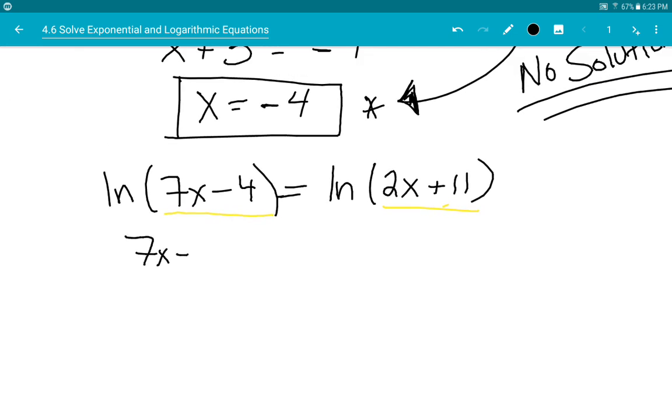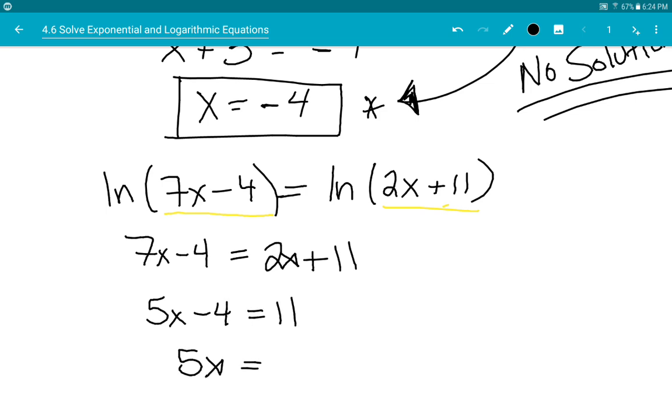So we have 7x minus 4 is equal to 2x plus 11. When we solve, we get 5x minus 4 equals 11. We get 5x equals 15. x is equal to 3. Now 3 is our solution. Again, we need to check to see if it's an extraneous solution or a valid solution, right? So if I quickly do some mental math and plug it in up here, 7 times 3 is 21. 21 minus 4 is 17. That's a positive number. That's good.